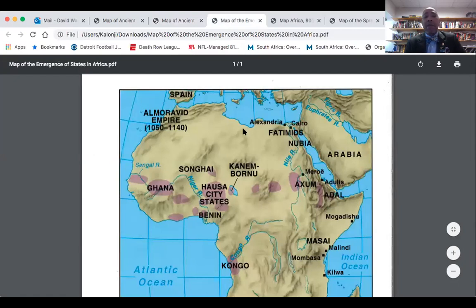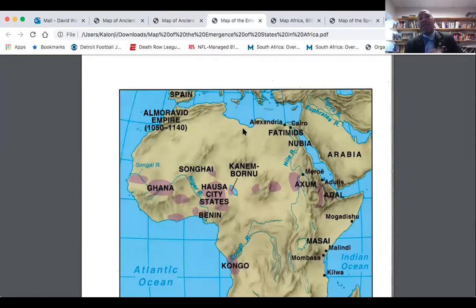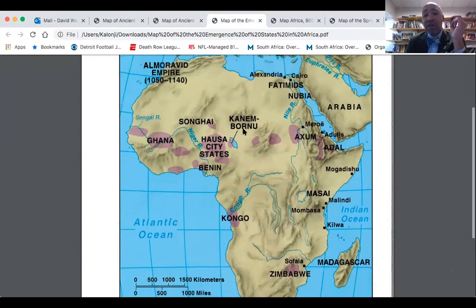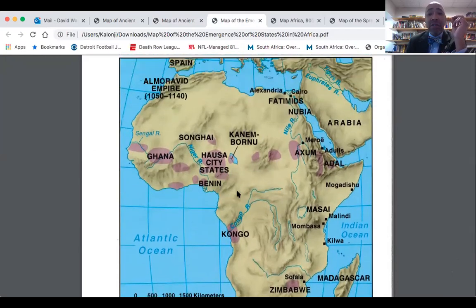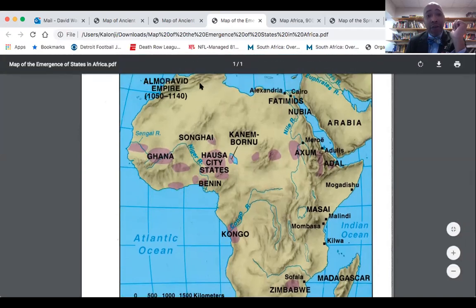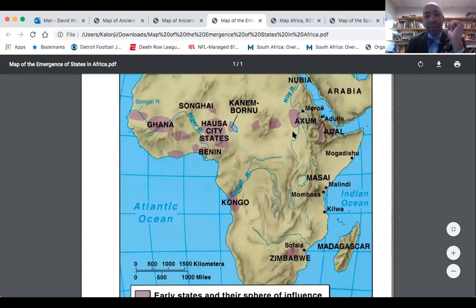Now, this is a map of the emergence of African states. These are large centralized societies, right? As you can see, this is the emergence, early states in their spheres of influence, right? You have a lot of decentralized societies, but you have the emergence of centralized societies, right? We have what in West Africa, right? Ghana, Songhai, Hausa city-states, Benin, right? And then later, the Almoravid Empire, a Muslim empire, right? Obviously, we have Egypt, Nubia, right? But Aksum, these are the early ones.